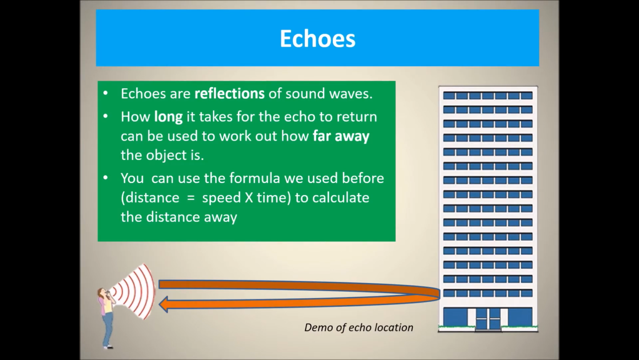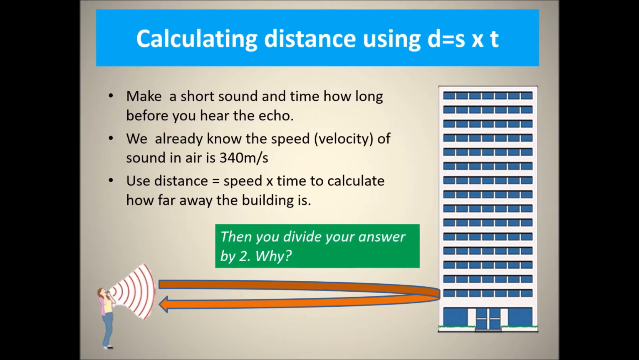So here are the different characteristics of an echo that we need to know. They are reflections of sound waves. This one's reflecting off a building. If we know how long it takes for an echo to return to the person who made the noise, that can be used to work out how far away the object is. And we use the formula distance equals speed times time to calculate the distance away.